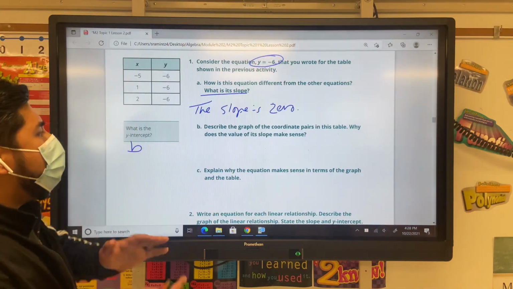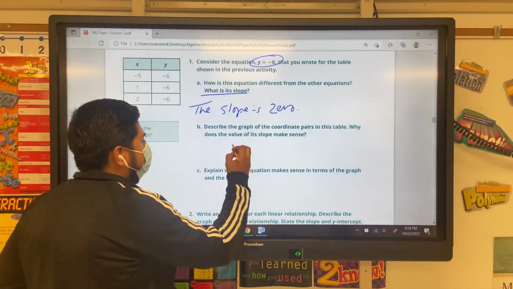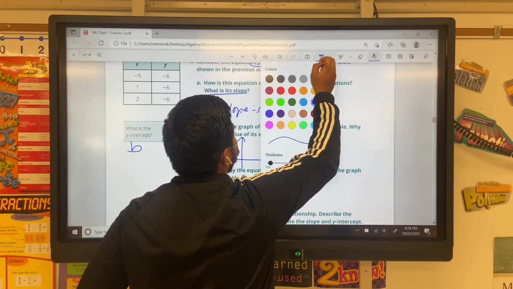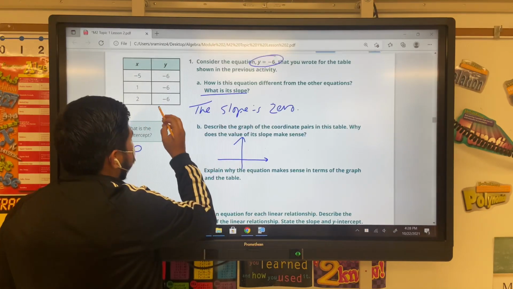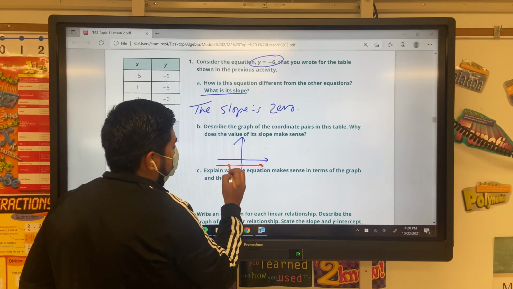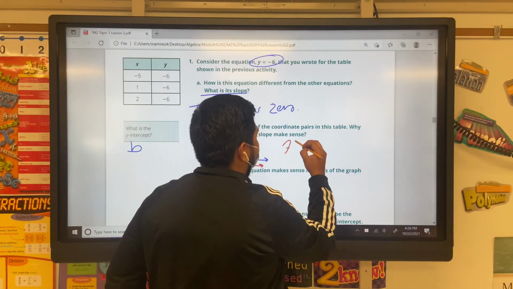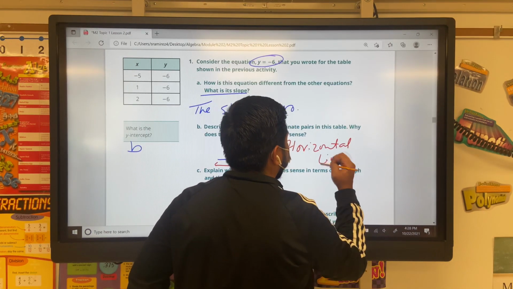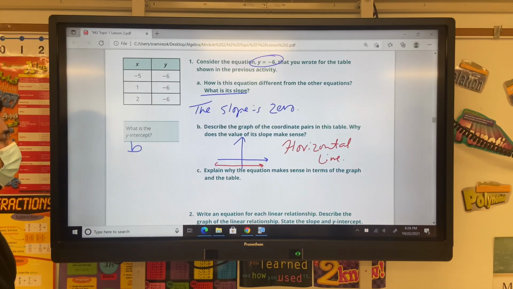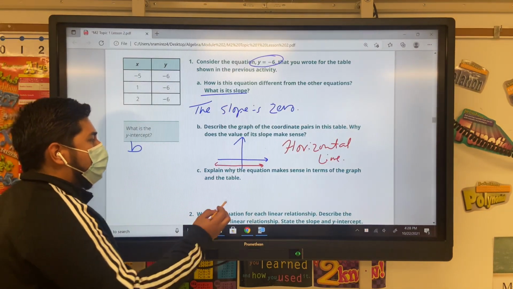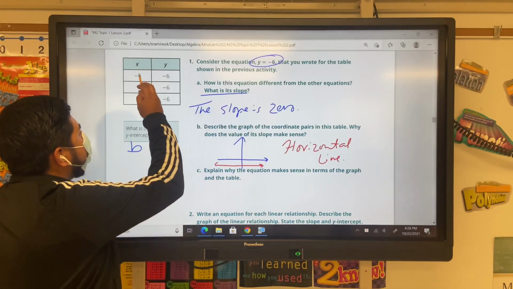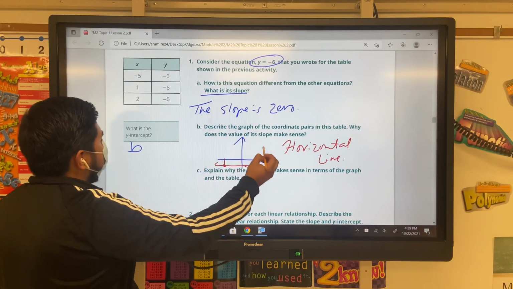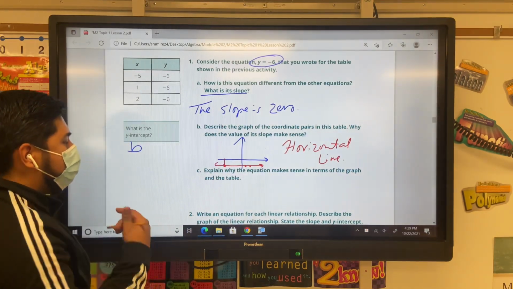How would the graph of this look? If I had a graph going through -6, it would be going this way, a horizontal line. Explain why the equation makes sense in terms of the graph. If I plot these points, -5, -6, that's right here. 1, -6, this is right here. 2, -6 is right there next to it. And we'll see they're all connected.